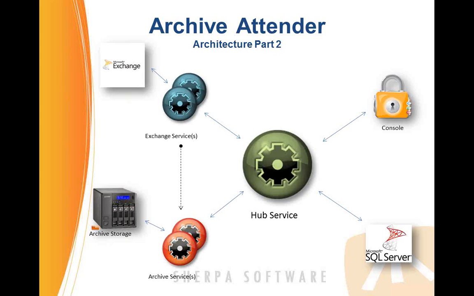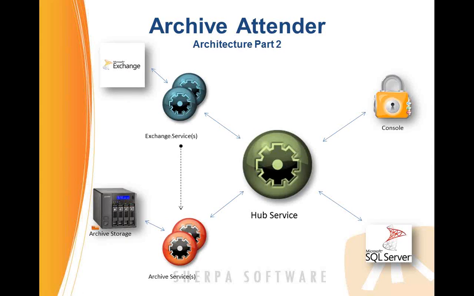But when you get into a customer environment where they have 5, 6, 10,000 users, maybe those users are spread across multiple cities, different Exchange servers perhaps, and there's WAN connectivity that might be limited between those locations, we can deploy multiple instances of the Exchange and Archive service in those remote locations.